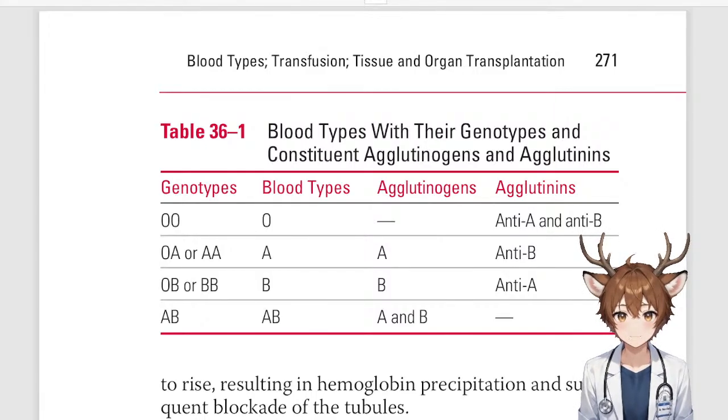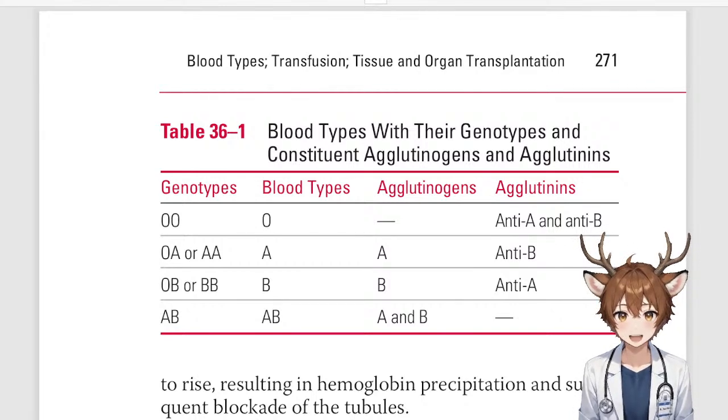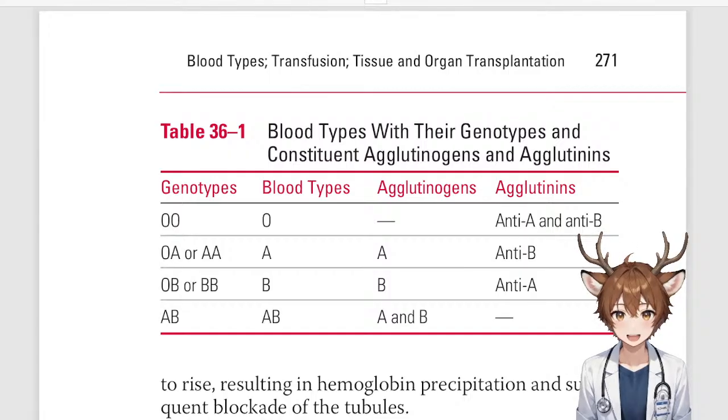Vice versa, I will go further, a person who has AB blood really can't donate to anybody except other people who have AB blood because they have all the antigens that you could possibly have for the blood.